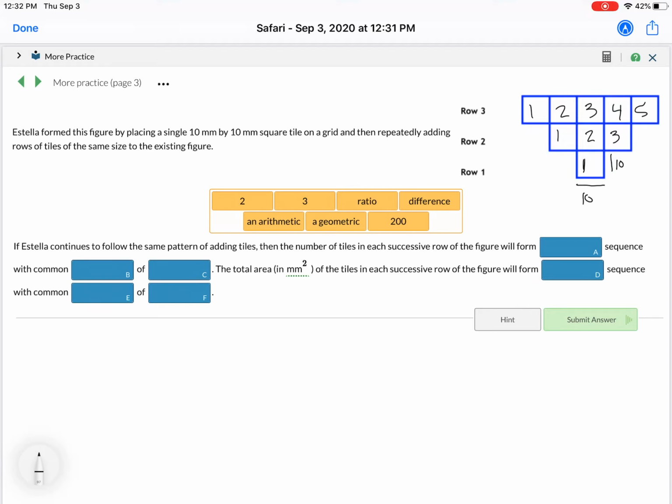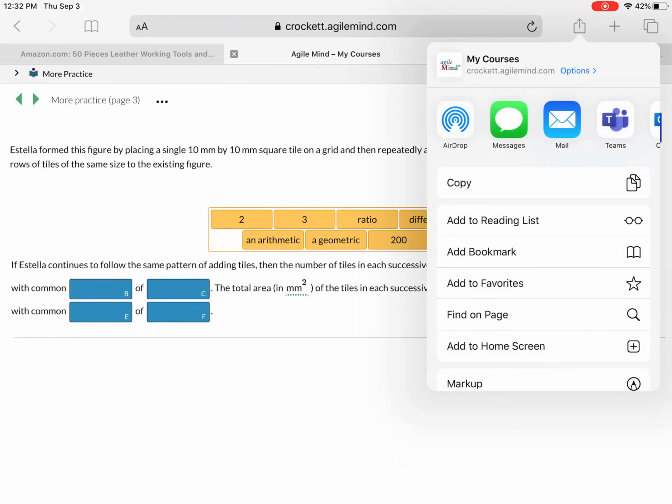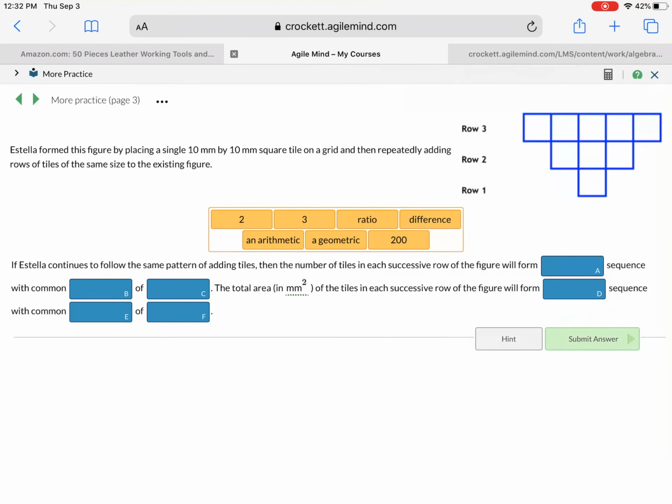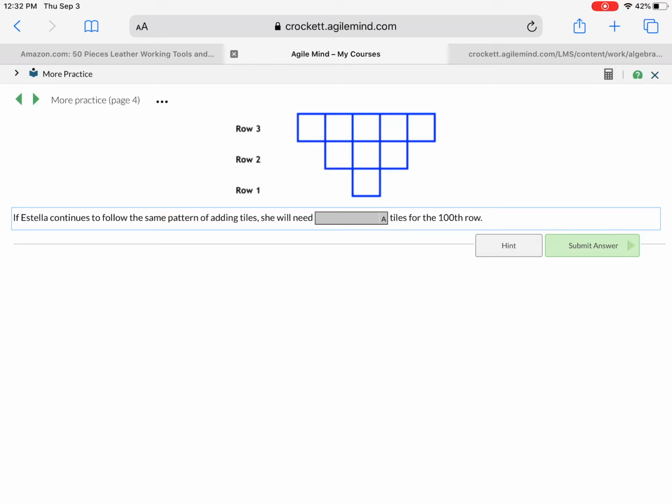Now, the next sentence, the total area. Very important to pay attention to. Remember, area is length times width. So if each block is a 10 by 10, keep that in mind. 10 times 10 to find the area. Okay, that's all I'm going to tell you on this one. And don't forget, on more practice, you do get up to 3 tries before it counts it wrong.